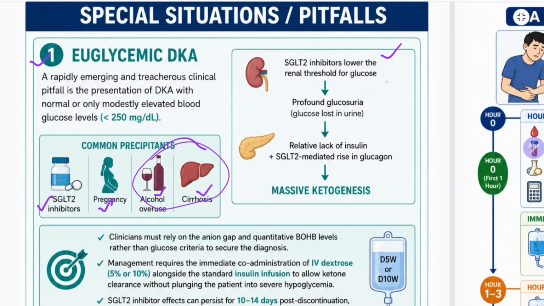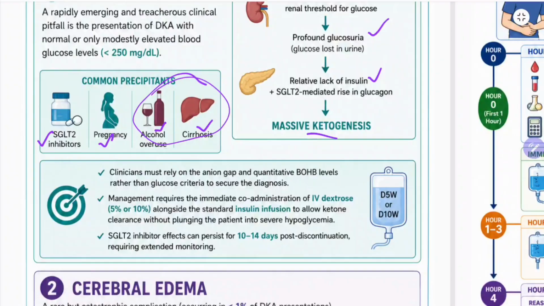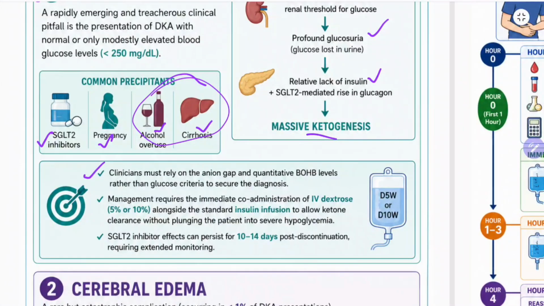SGLT2 inhibitors lower the renal threshold for glucose, causing profound glucose loss, with a relative lack of insulin, plus SGLT2 inhibitors raise glucagon, so there is massive ketogenesis. Okay, clinicians must rely on the anion gap and quantitative beta-hydroxybutyrate levels rather than glucose criteria to secure the diagnosis. Okay.